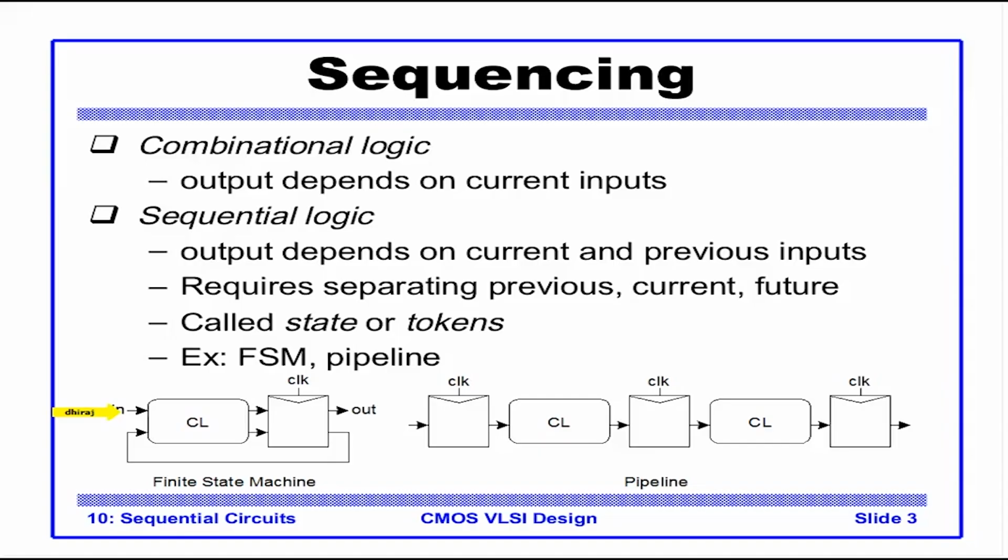As compared to an FSM, there is a circuit like pipelining where the data will just skip through different stages. So let's say this is stage 1, some processing happens during this phase, this combination logic, this is stage 2, this is stage 3, and so on. Now the question arises, why do we need sequencing at all?